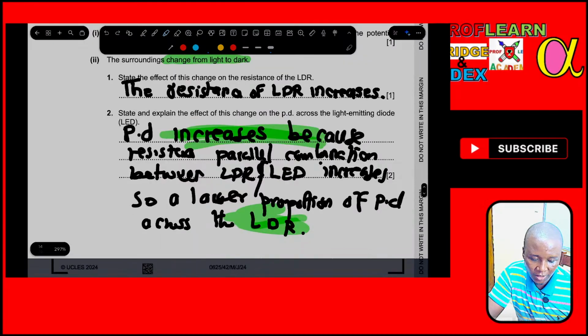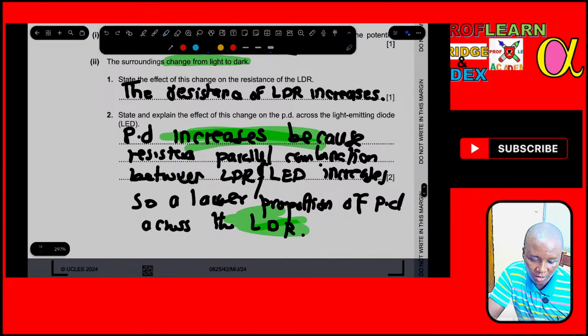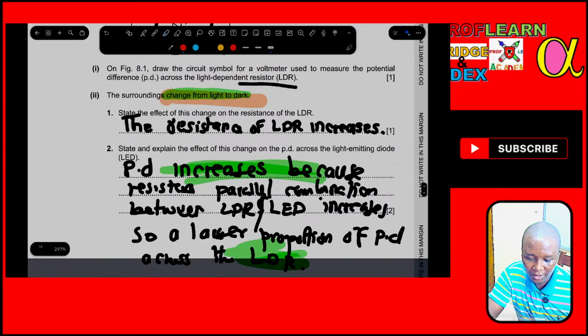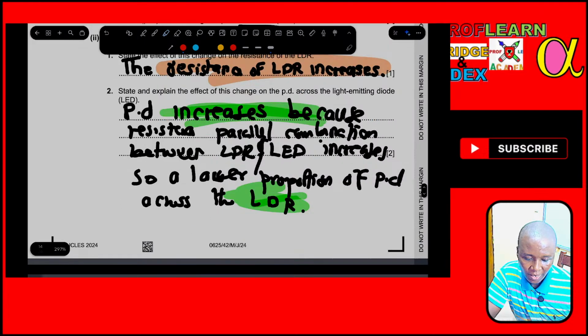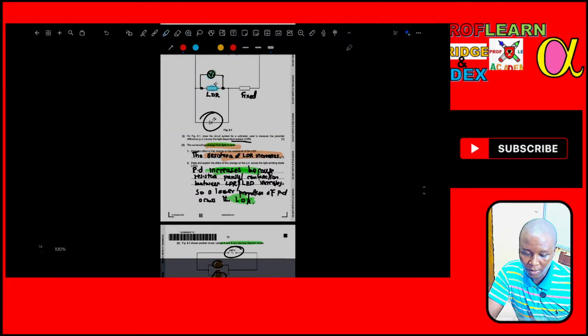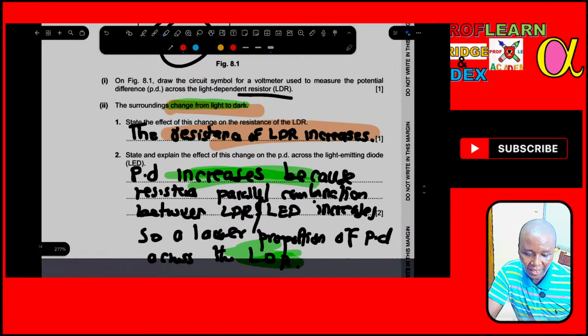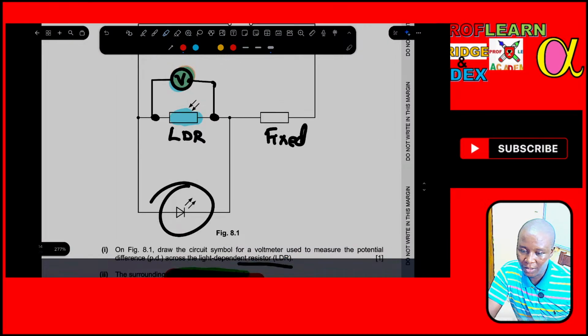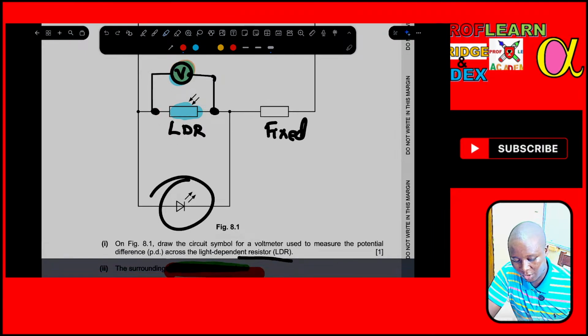So state the effect of this change when it became dark. What does that do? It means that the resistance of the LDR is going to increase. And how is this going to affect the PD across the light emitting diode? It means that we are going to have a larger PD in this section because of larger resistance.